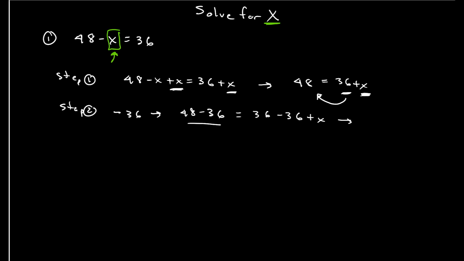Well, on the left-hand side, 48 minus 36, that's 12. And on the right-hand side, 36 minus 36, that's just 0. And we're left with x, so x equals 12.